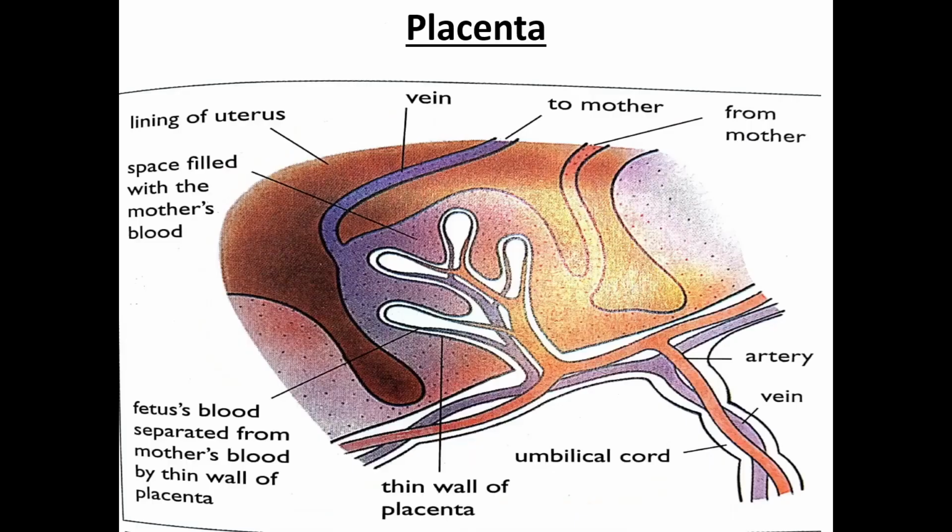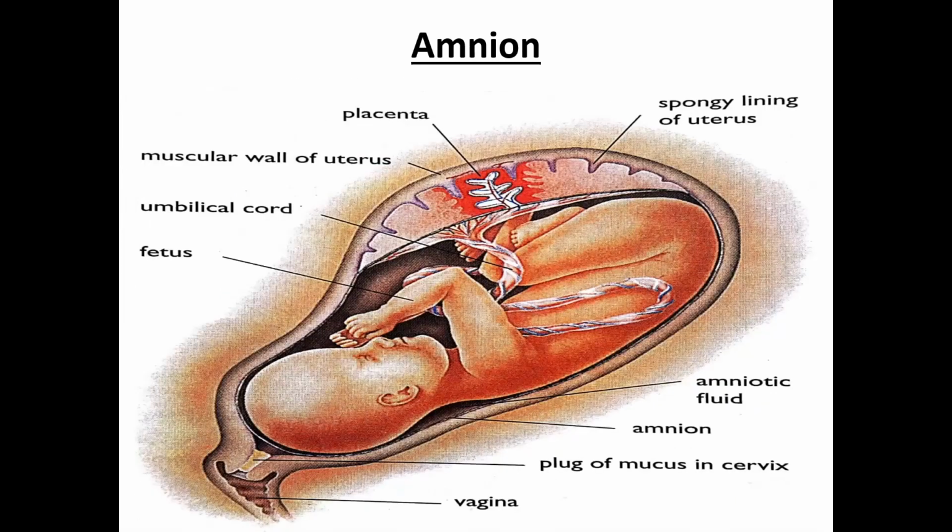From the same thing just now, we can see the lining of the uterus and the vein from the mother. Of course, oxygen, blood, and food must always go to the embryo, and the fetus's blood is separated from the mother's blood by a thin wall of the placenta, so the blood cannot mix together. There's an umbilical cord, always containing an artery and a vein. Must remember how the artery and vein work. This is the amnion.